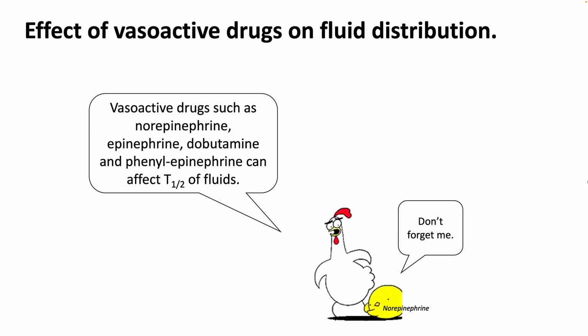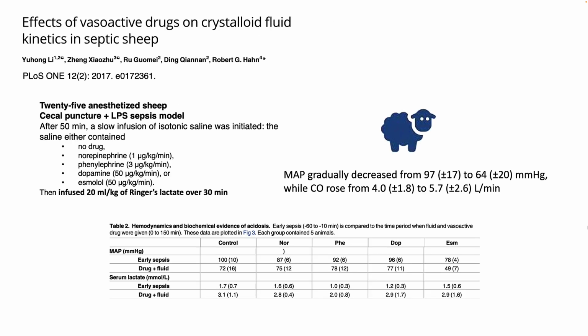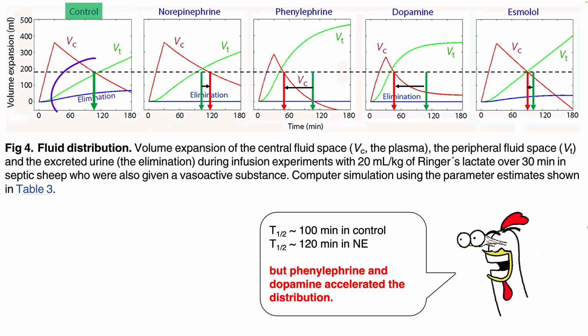Another interesting thing to know is that the use of vasoactive drugs like norepinephrine, epinephrine, dobutamine, and phenylephrine can also affect the half-life of fluid. This was an interesting study done by Hahn et al. They studied 4 drugs, norepinephrine, phenylephrine, dopamine, and esmolol, in a septic model of sheep. They infused 20 ml per kg of Ringer's lactate over 30 minutes and looked at the half-life of this fluid. And you can see that in controls, the half-life of the Ringer's lactate was around 100 minutes.